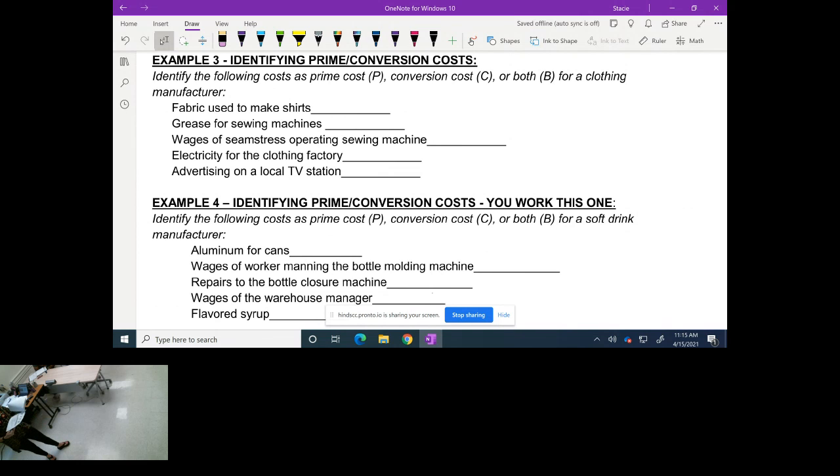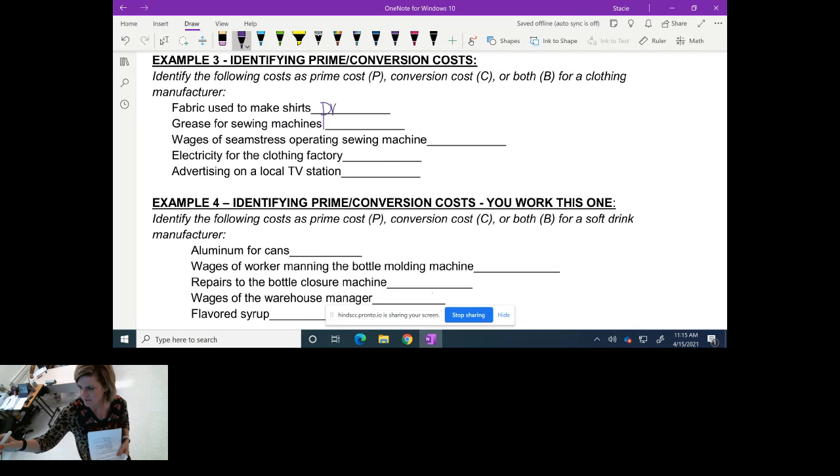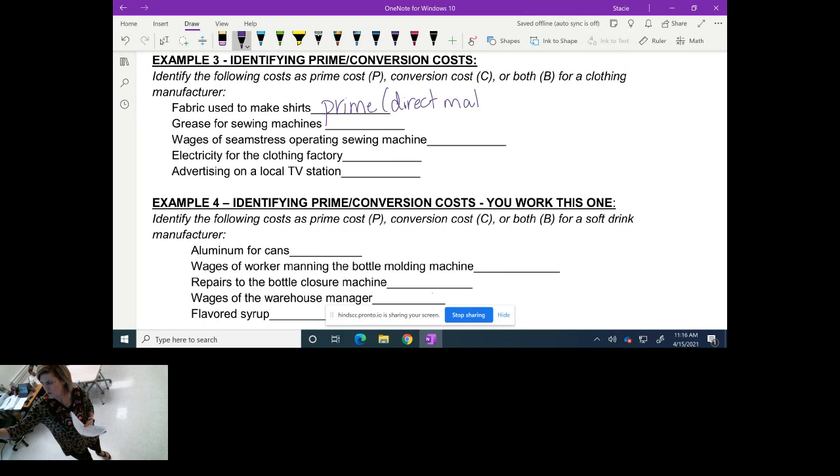Okay, so let's look at these costs and identify them as prime costs, conversion costs, or both. Would fabric used to make shirts be prime, conversion, or both? Prime, because this is direct material. All right, so grease for sewing machines. That would be conversion, because it is what kind of a cost? Factory overhead.